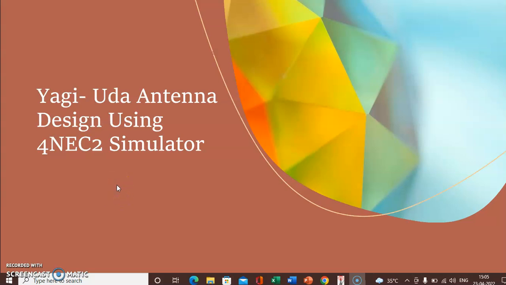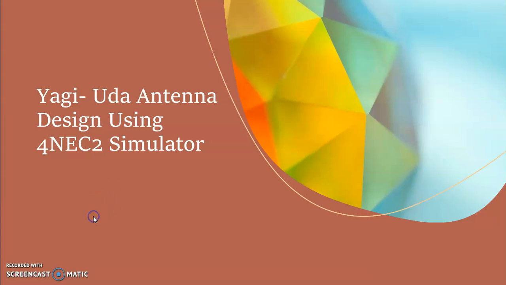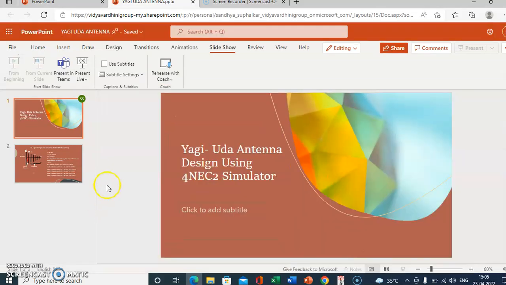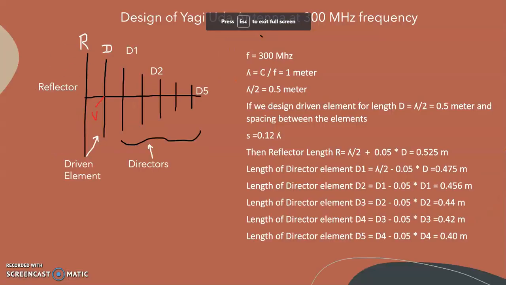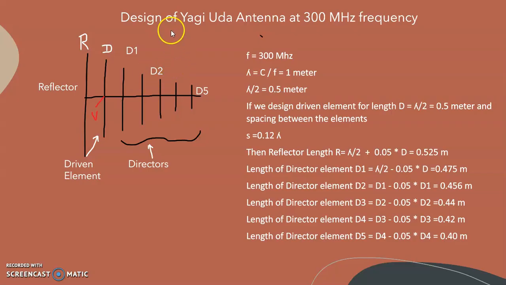Hello everyone, today we will see how to design a Yagi-Uda antenna using the 4NEC2 simulator. First of all, let's go through this rough sketch of the Yagi-Uda antenna. Here I have drawn the rough sketch for this Yagi-Uda antenna. Suppose we want to design the Yagi-Uda antenna at a frequency of 300 MHz.